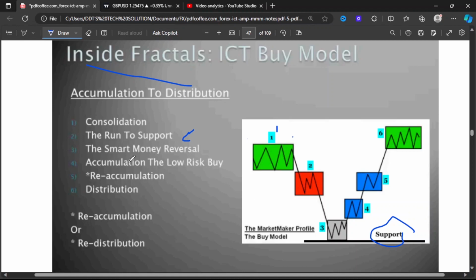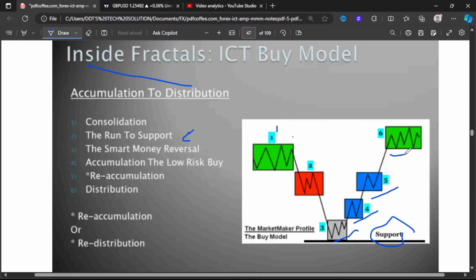And we have an accumulation, that's the low risk buy. So our 4 is the accumulation. You can see it accumulates again. That's what we call a swing high. It creates a swing high, and if you miss the buy from this entry, you can buy here. So this is a low risk buy, and we have the reaccumulation again, that's number 5. You can also buy from here, and then we have the distribution.